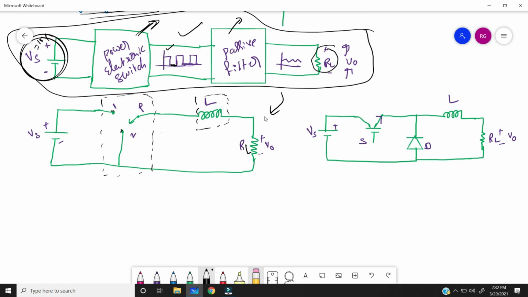Here the point is, depending on this switch, if the switch is connected to point one, what will happen?